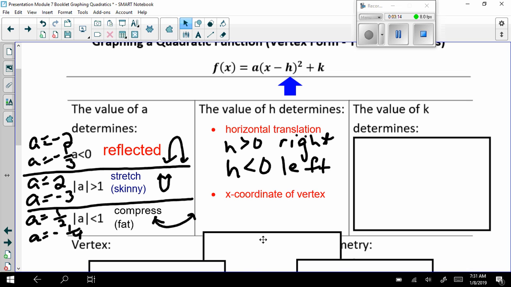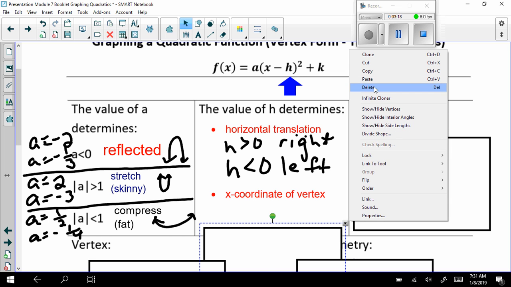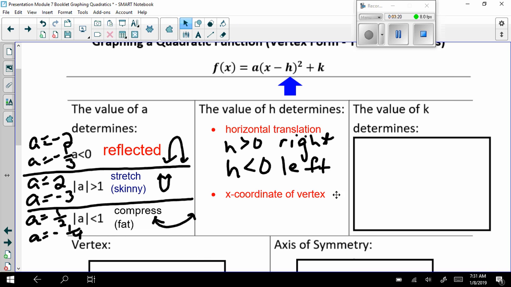The other thing that it determines, it gives us the actual x-coordinate of the vertex. So it gives us the vertex, the x-coordinate, without having to do any work. Your x-coordinate is just h. That's it. And think about why that's true. If the h is determining the translation, and remember we're translating from the parent function, which has a vertex at 0, 0, well, if I move to the right 3, my vertex has now changed to 3.